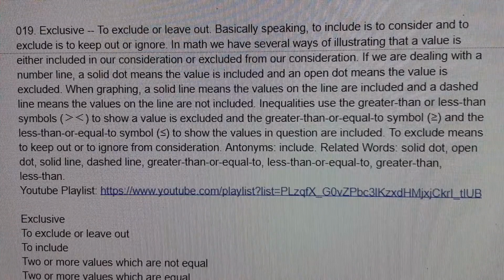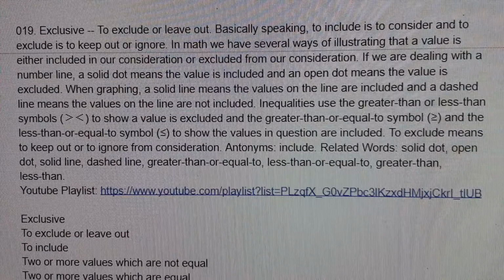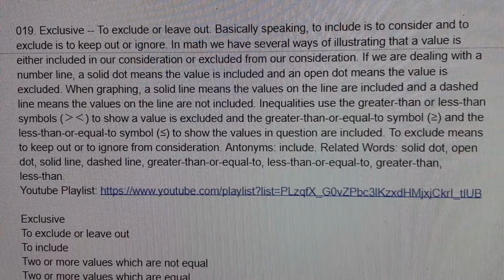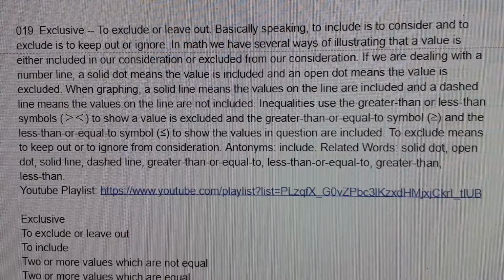Exclusive, to exclude or leave out. Basically speaking, to include is to consider, and to exclude is to keep out or ignore.